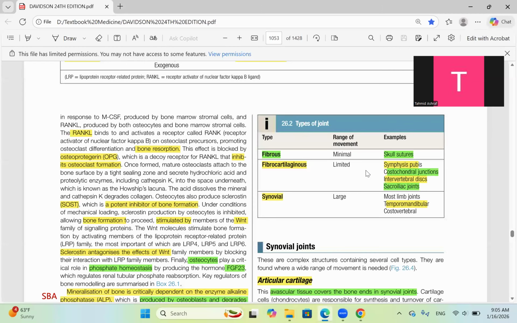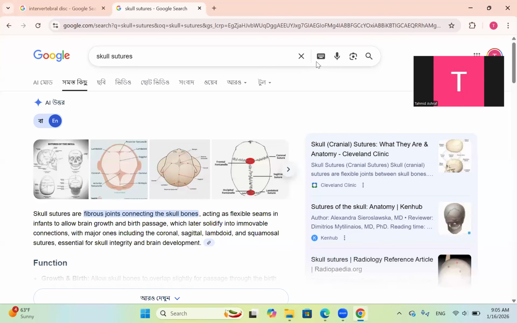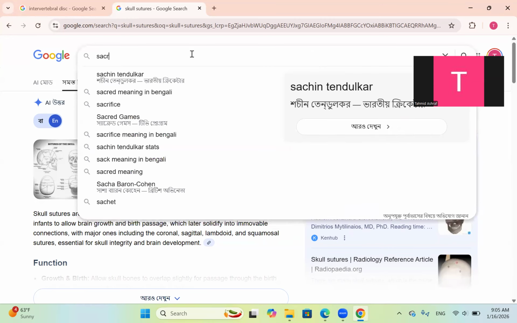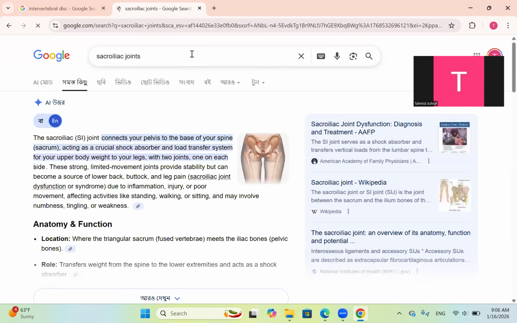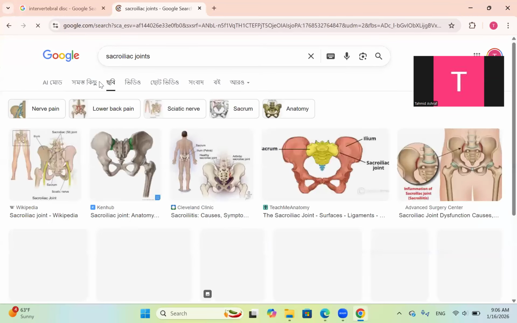Then fibrocartilaginous joint, we already know two examples: the symphysis pubis and the intervertebral disc, and also the costochondral junctions. That means the junctions between the ribs and their costal cartilages. And also the sacroiliac joints. We call them SI joints, the abbreviated form. Let me show that also. So we will go with the images.